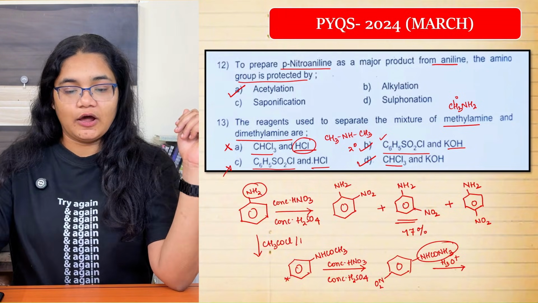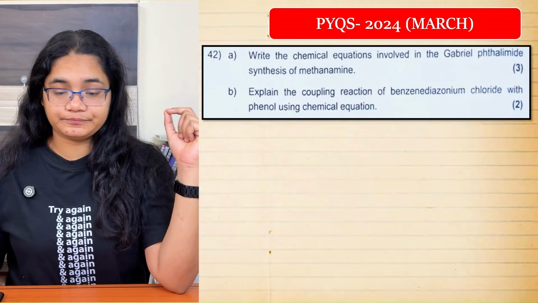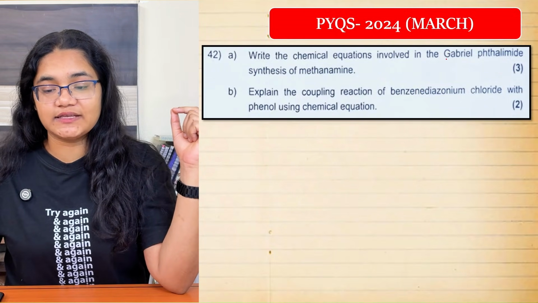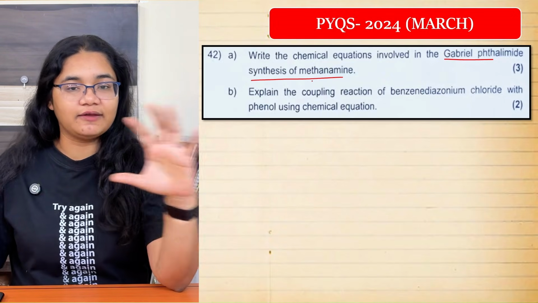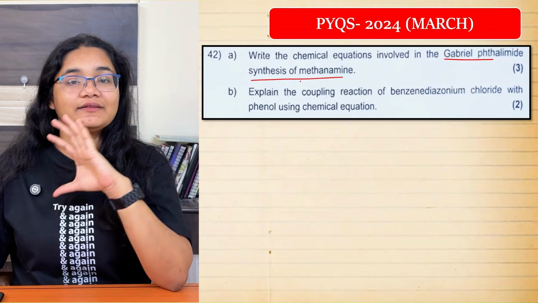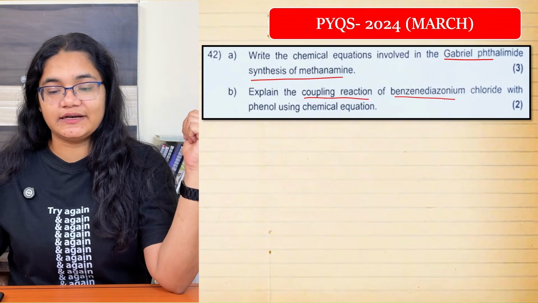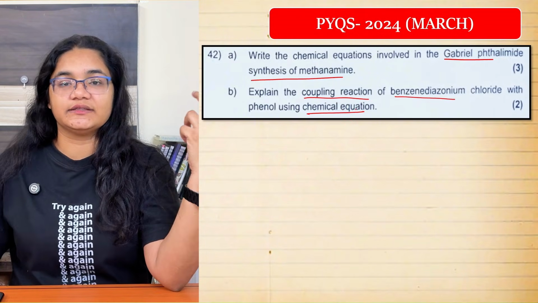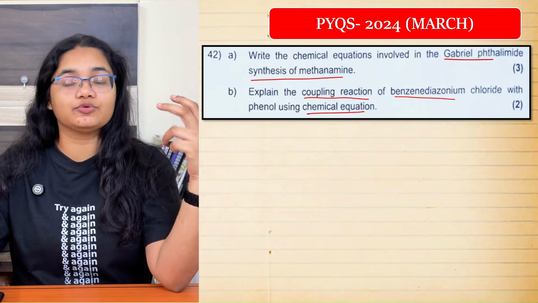Okay. Now moving to the theoretical question of 5 marker in 2024. Write the chemical equations involved in the Gabriel phthalimide synthesis of methanamine. This is a very repeated, predictable and important question. So please prepare this mechanism thoroughly. Next is explain the coupling reaction of benzene diazonium chloride with phenol using the chemical reaction. So if you see the first one, phthalimide reaction, here it is shown for methanamine.